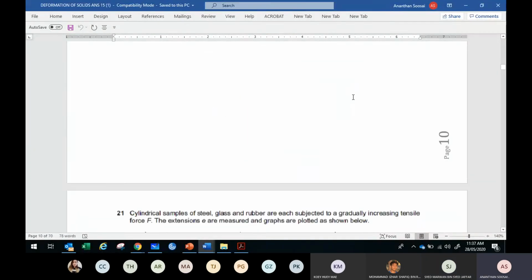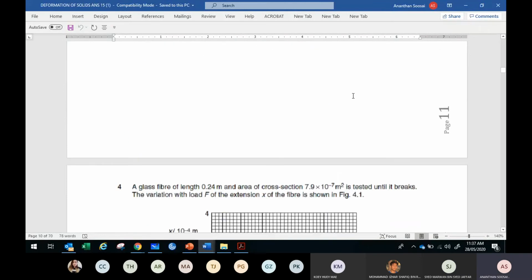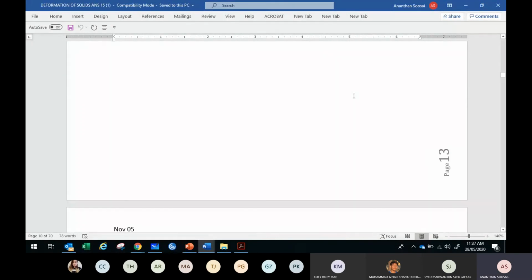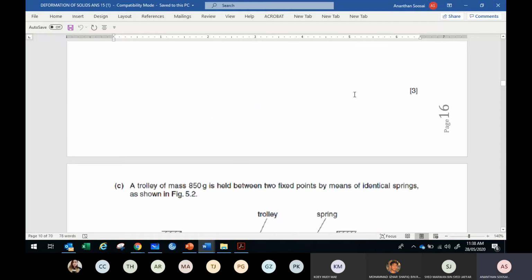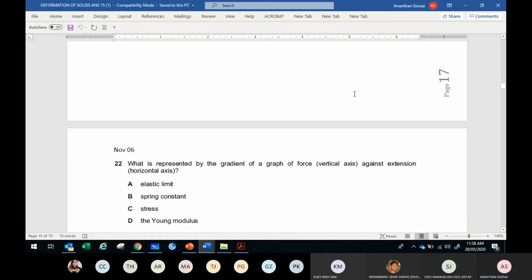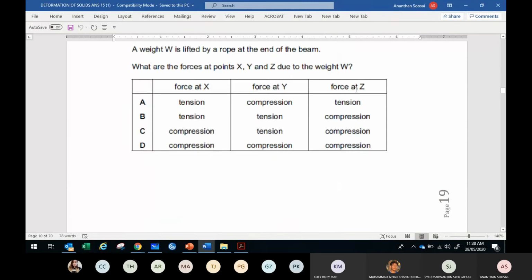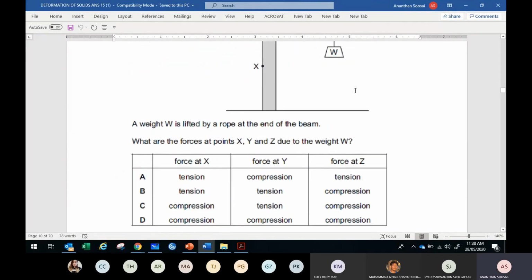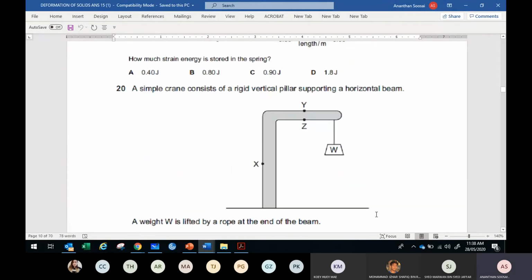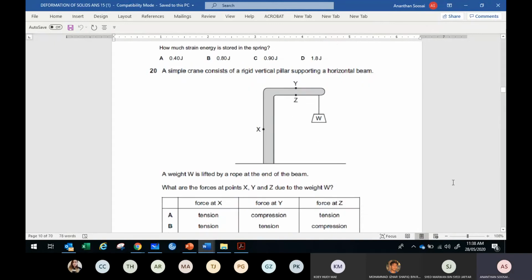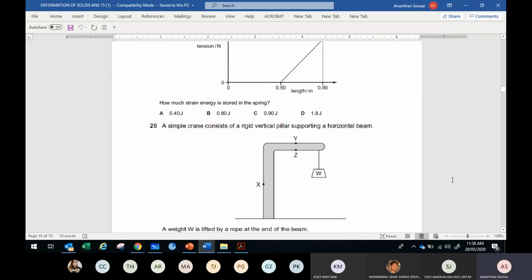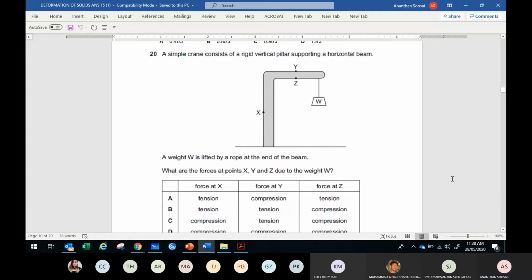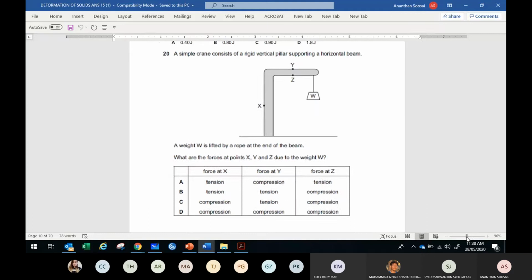Oh, this one we done. Let me see another one, combination. Sorry, this one. This we did earlier. Question 20. What is the answer? This question, page 19, question 20. Okay, this is the earlier one we did. What's the answer?